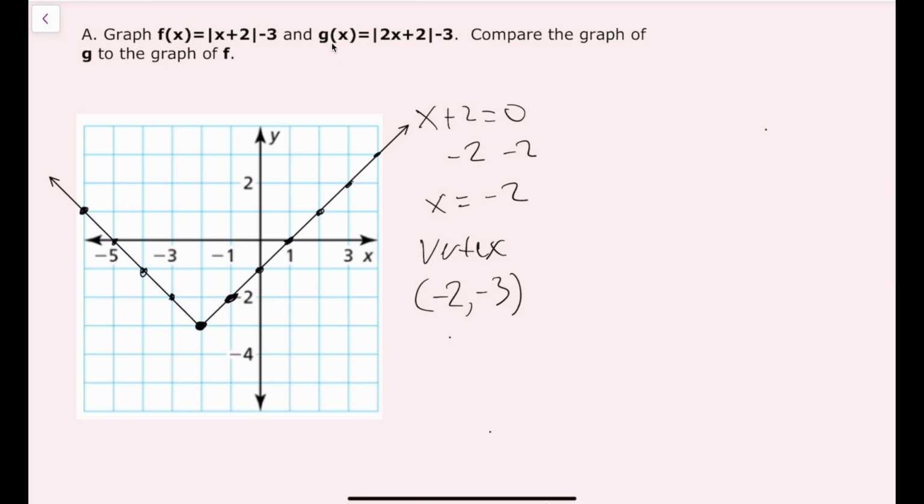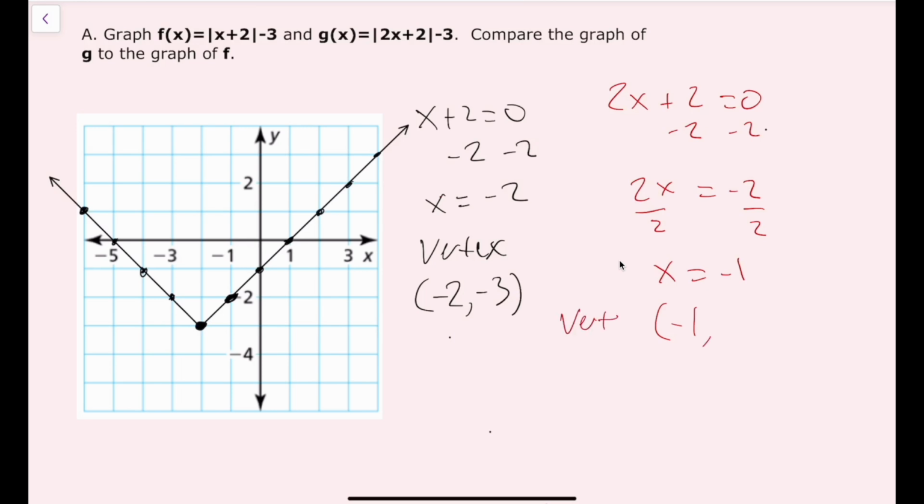So now I want to graph g of x equals the absolute value of 2x plus 2, minus 3. So I'll do that in red. And remember, when I want to graph this, the first thing I want to do is find the vertex. So I get 2x plus 2. I need to set this whole thing inside the absolute value equal to 0 to find the x value of my vertex. So 2x plus 2 equals 0, minus 2 on both sides. So I get 2x equals negative 2, then divide by 2 to get x equals negative 1. So the x value of my vertex is negative 1.